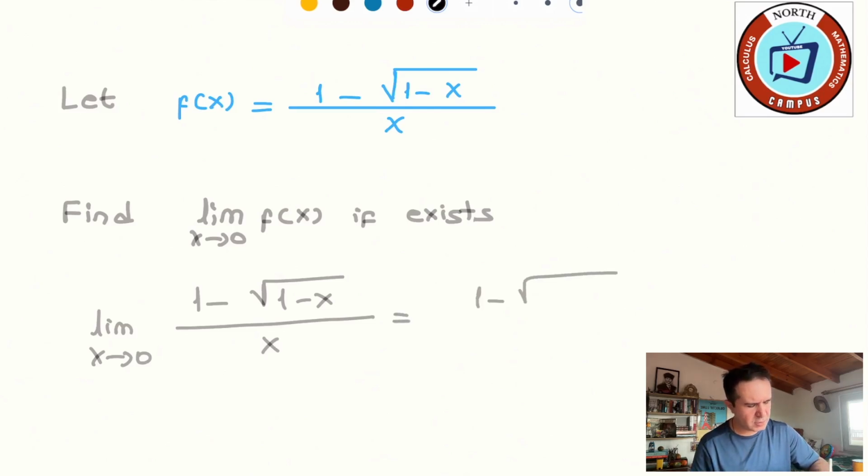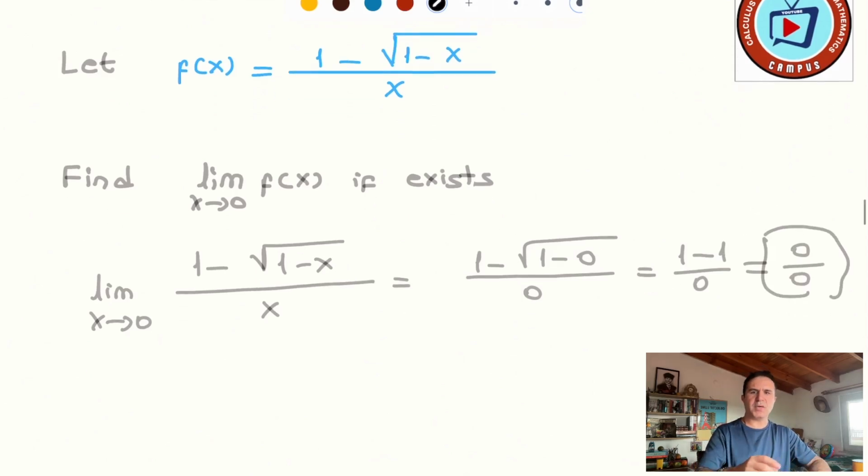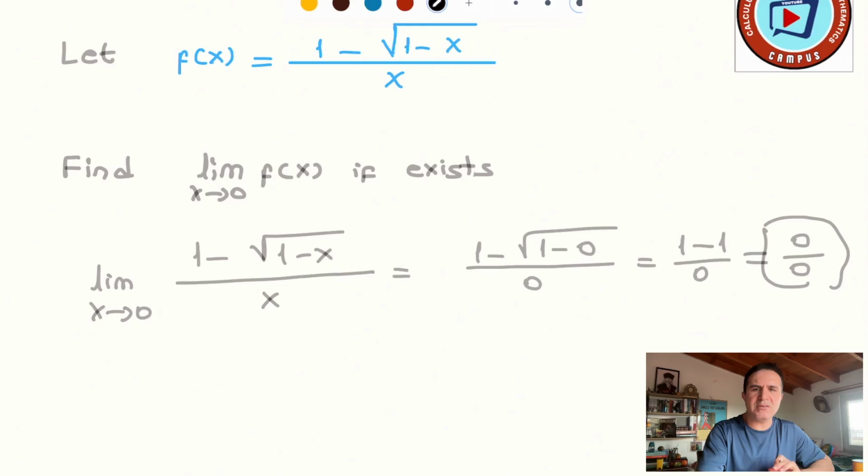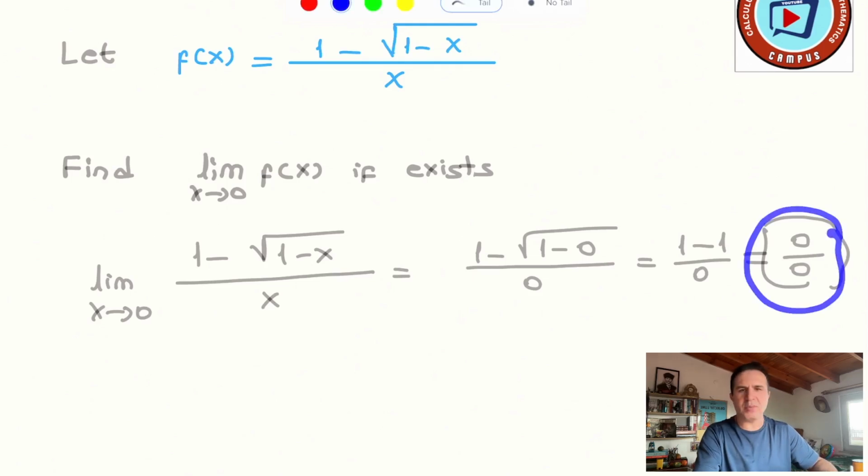1 minus the square root of 1 minus 0, divided by 0. And this will give us 1 minus 1 divided by 0, and it is equal to 0 divided by 0. Now, direct substitution gives us an indeterminate form. Since direct substitution gives us 0 divided by 0, this means that we can't evaluate the limit yet. We should first simplify the expression to remove the indeterminate form. For that reason, I will use the identity for the difference of squares.